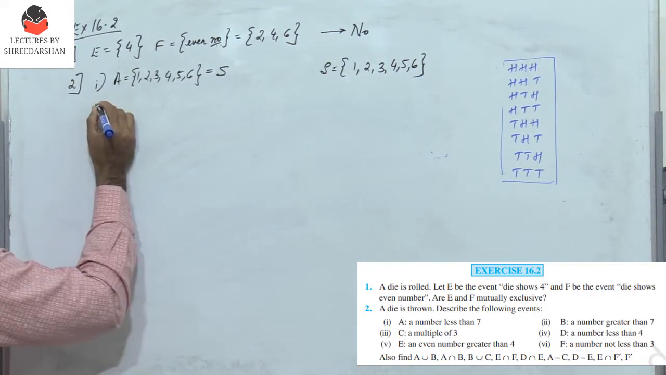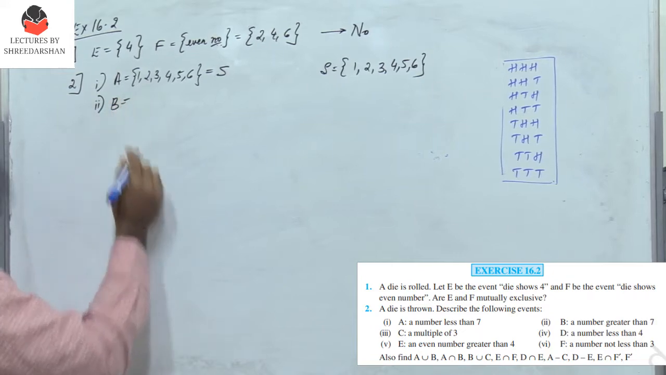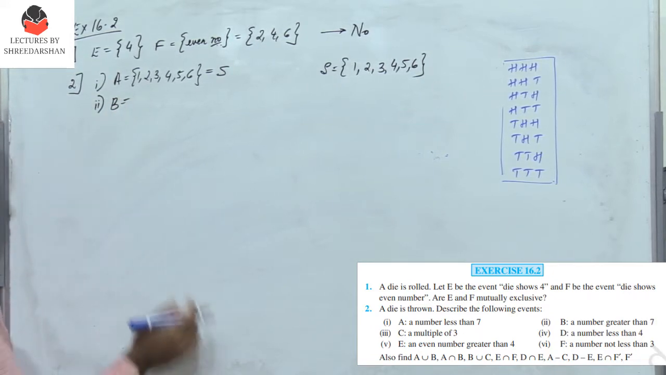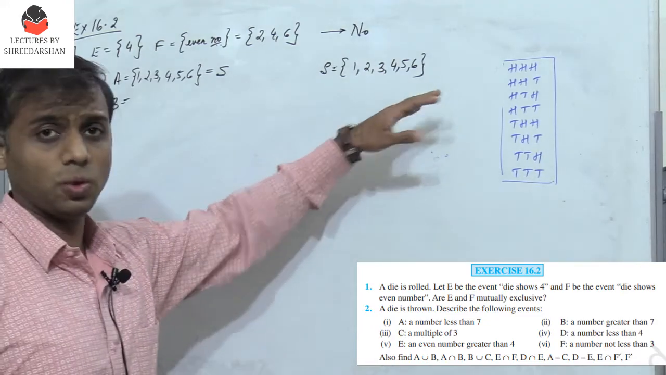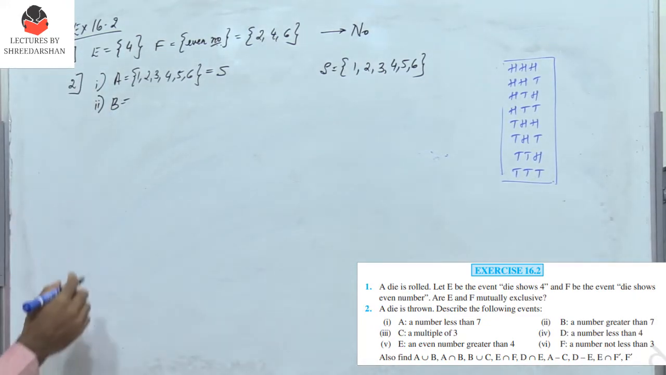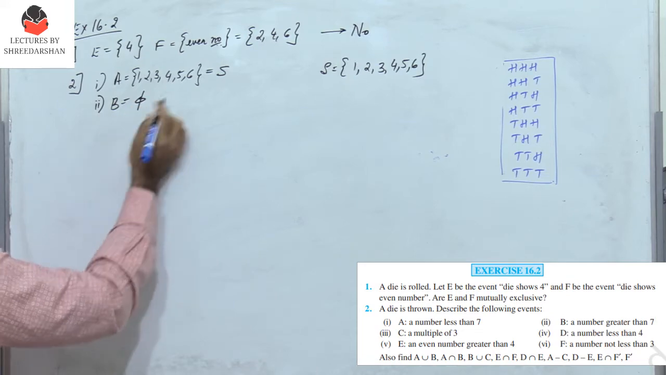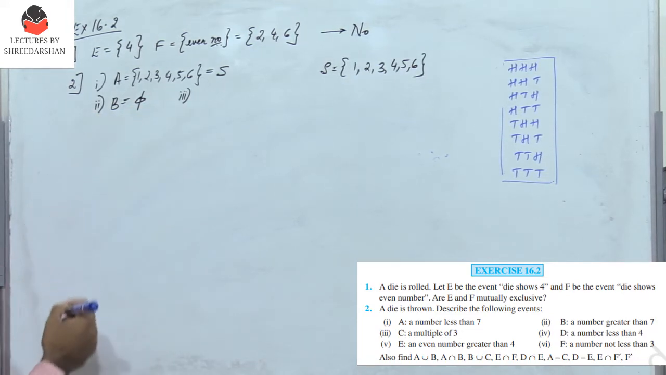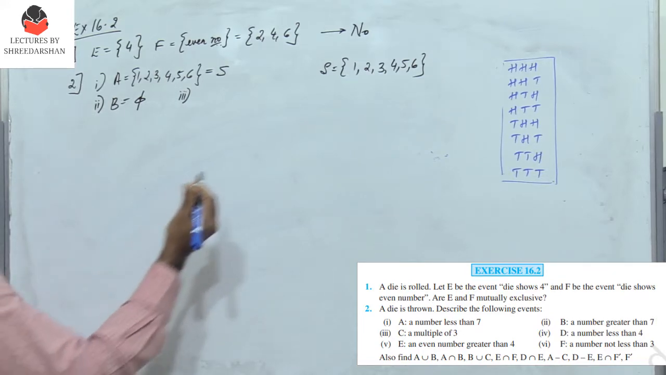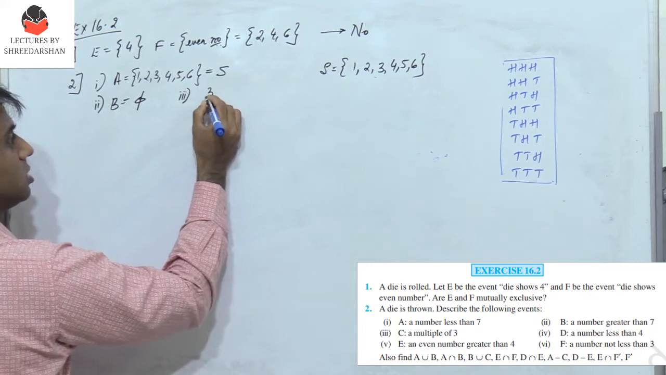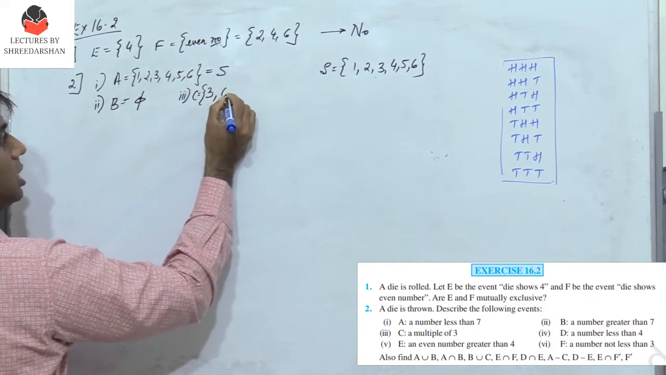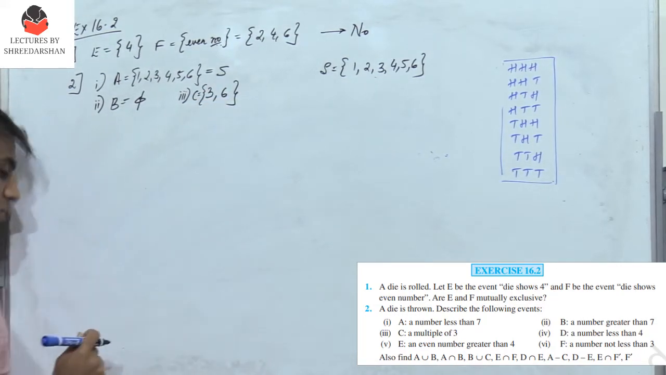space. Second one, B, which is defined as the number greater than 7. So can I get any number greater than 7? No, it's not possible. So B is null. It's a null set. Third, event C is a multiple of 3. So since it is a multiple of 3, I have two numbers, 3 and 6. So C equals {3, 6}. So these two are multiples of 3.